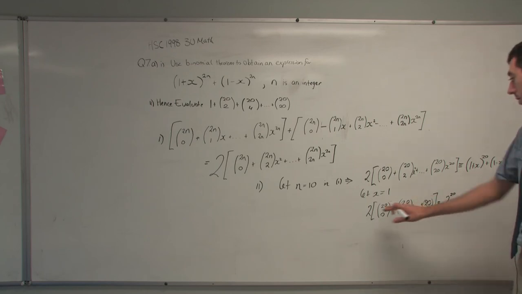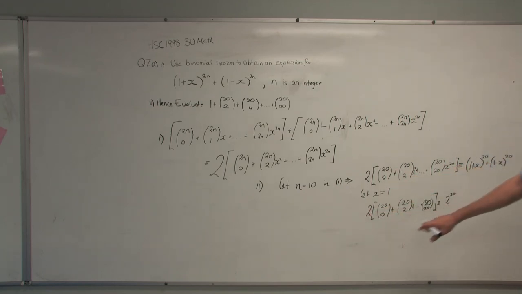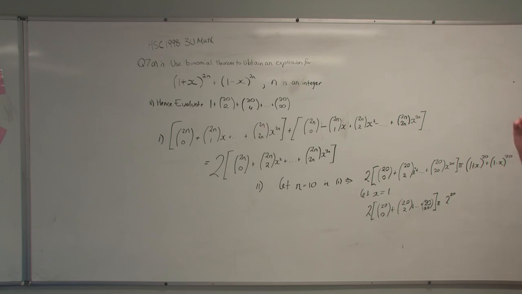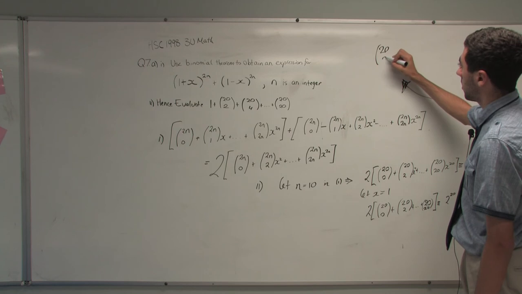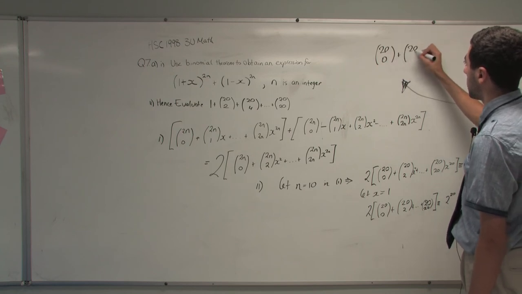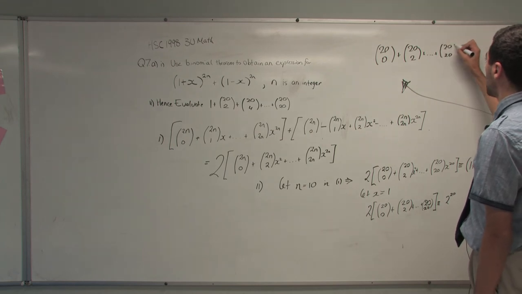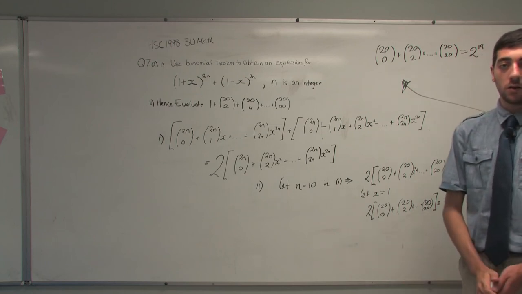All right, and the last step, since we've got a times 2 here, we'll divide everything by 2. So when we divide by 2, we'll have 2 to the power of 19 instead. So what we have finally found is that 20C0 + 20C2 + ... + 20C20 is actually equal to 2 to the power of 19. And that's how you finish that question.